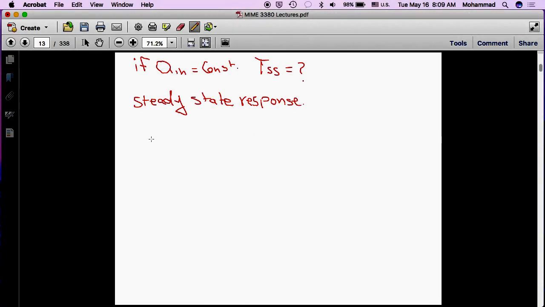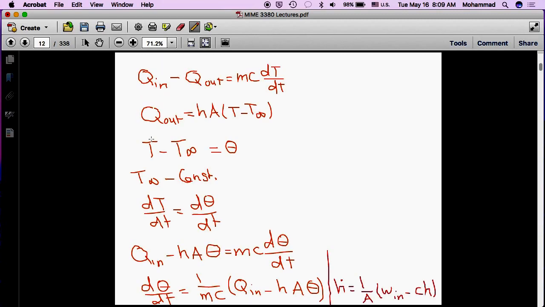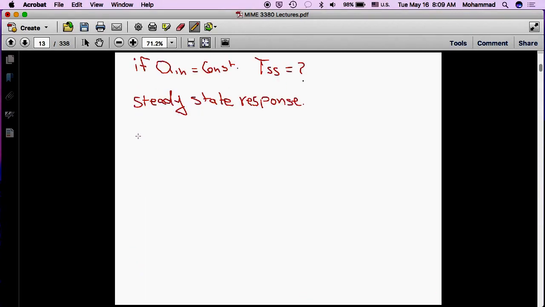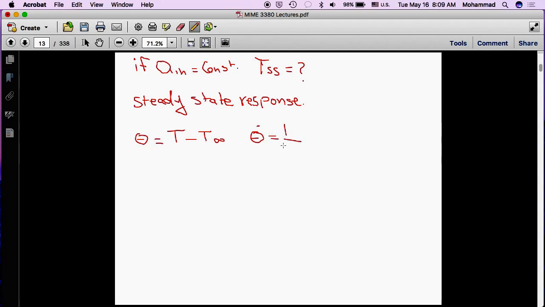So what did we have? Let me go back. So the model was theta dot. We defined theta, by the way, as temperature minus the temperature outside. So the model we had was theta dot equal to 1 over m times c, where m is the mass of the air inside that volume. C is, what is C?